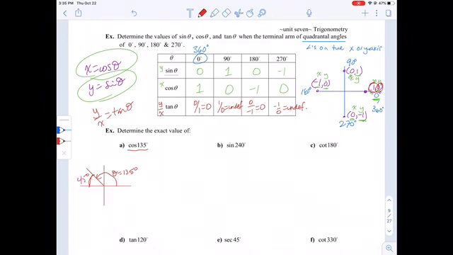I know that with my CAST rule, sine is the only one that's positive in that quadrant, so therefore I know my ratio is going to be negative. I know that the cosine of 45 is root 2 over 2, or 1 over root 2. And I'm thinking of my triangles, 1, 1, and root 2. So cosine is adjacent over hypotenuse, I can think of it like that.